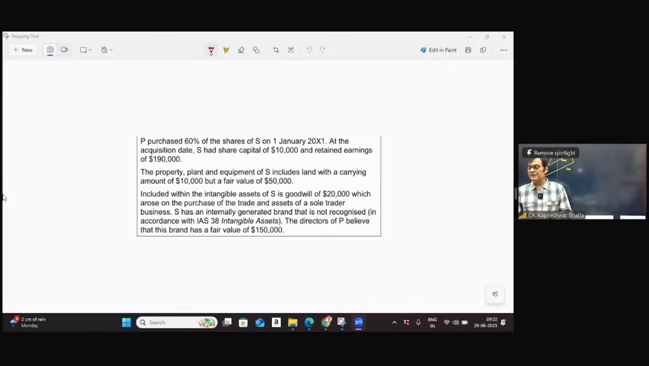Then he says S has internally generated brands, which are not recognized in accordance with IAS 38. Actually, I've taken an international question, so you can read IAS 38 as Ind AS 38. And the directors believe that the brand value is 1,50,000. Are you going to consider this as a part of the list of net assets? Yes, sir, we need to consider it. Undoubtedly, because what is internally generated for the acquiree is supposed to be purchased for the acquirer.